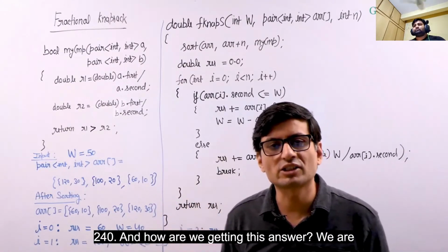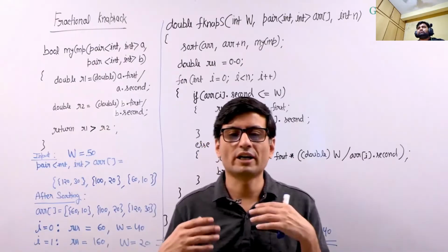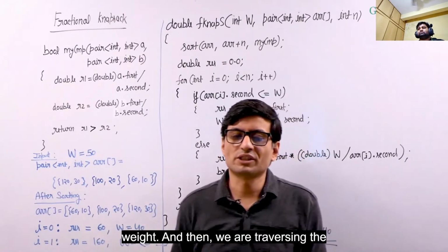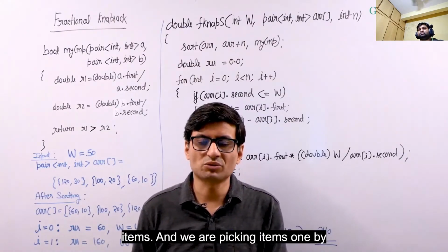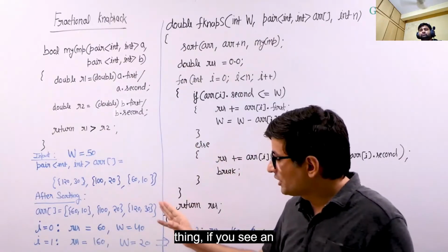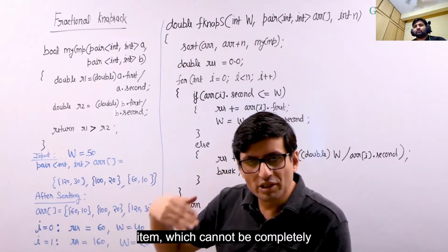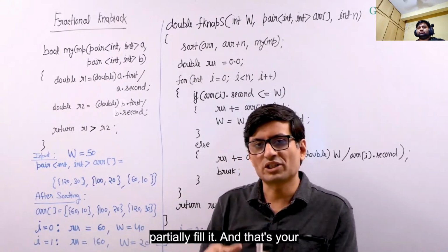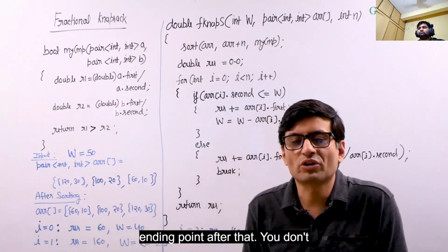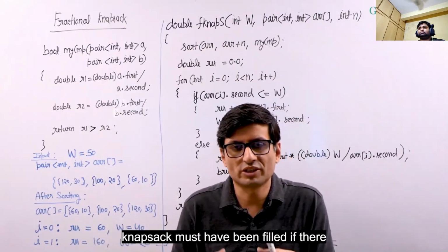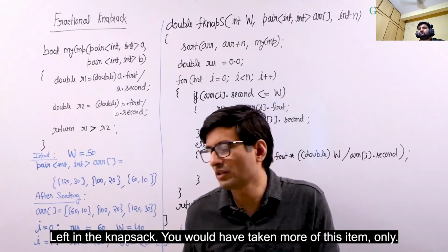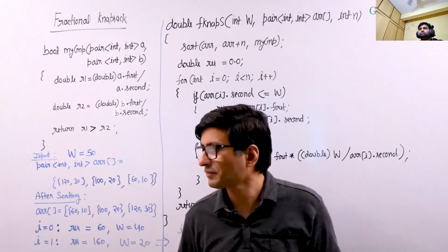And how are we getting this answer? We are first sorting all the items according to value per weight, and then we are traversing the items and we are picking items one by one. And you can notice one thing. If you see an item which cannot be completely filled in the knapsack, then you partially fill it, and that's your ending point. After that, you don't need to pick any more items because the knapsack must have been filled. If there was capacity left in the knapsack, you would have taken more of this item only.